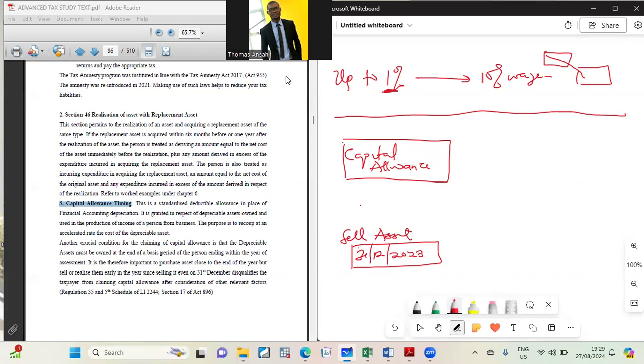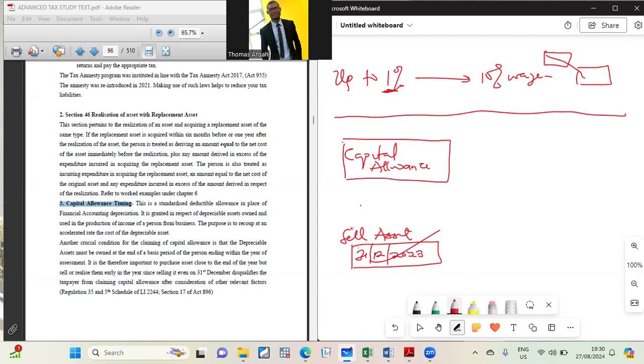Yes, sir. So what do you think about this? Yes, you get capital allowance for it. Why? Because it was in use throughout the year and it was sold at the end of the year. But I said if you don't own the asset in the year, you won't get capital allowance. So if you sold it, why should we give you capital allowance? But you owned it for the year. You didn't own it, you sold it this year. So in a part of the year, you weren't owning it.